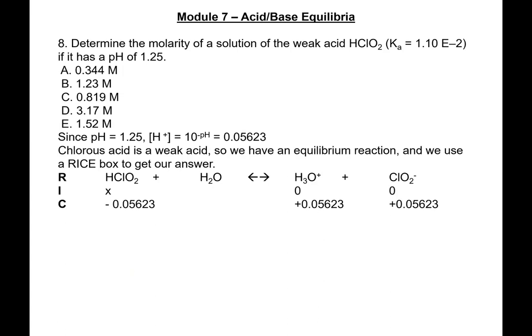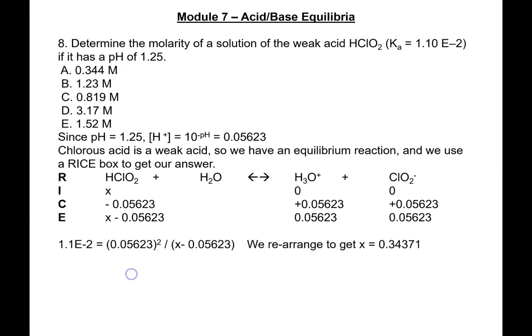What happens? What do I get now for my change? Well, I know I'm producing 0.05623, and I know that because I know the pH. If I know the pH, I know the H plus. And because of stoichiometry, if I know H3O plus, I know ClO2 minus has to be the same. Stoichiometry says it is. And that must mean that I've lost that much of HClO2. All right, so now I have an equilibrium set up. I have X minus 0.05623 on the left side and 0.05623 for each of the two products.